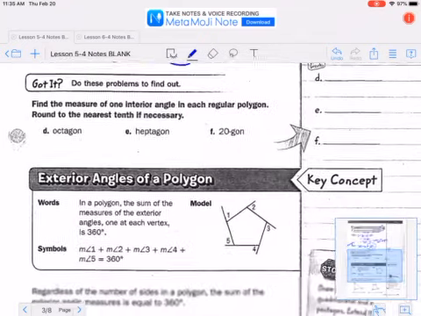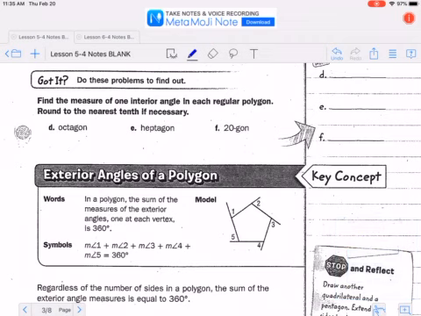Okay, this next part, it says find the measure of one interior angle in each regular polygon. Remember, all sides are congruent and all angles are congruent. Round to the nearest tenth if necessary. So an octagon is 8 sides. A heptagon, so it's a little bit different than a hexagon, has 7 sides, and then a 20gon has 20 sides.